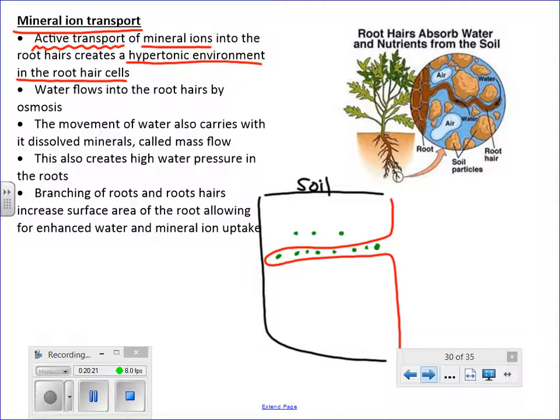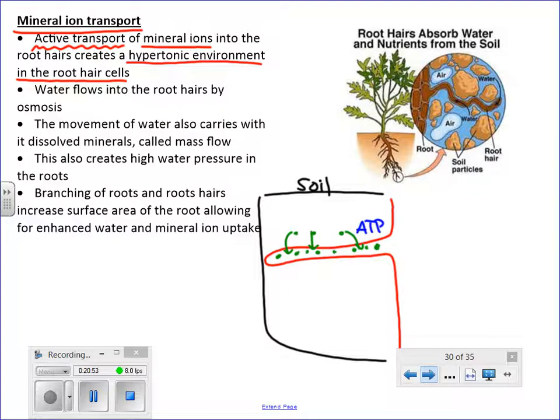For something to move towards an area where it is already more concentrated, so these little green guys want to move in, that requires the use of energy. So ATP is the energy molecule, and for those particles to move in to the root of a plant, it requires energy. That would not happen naturally. That is active transport.